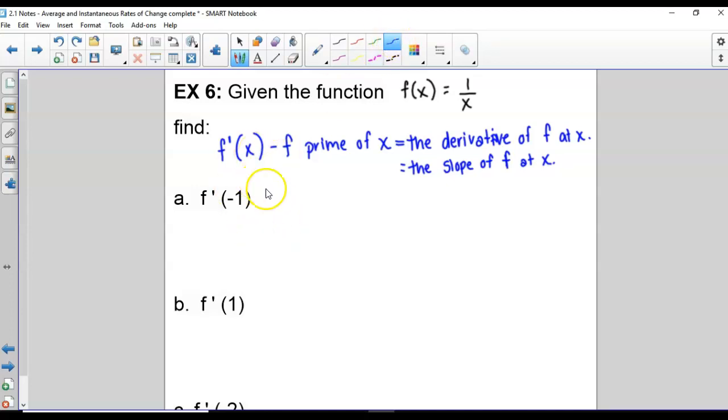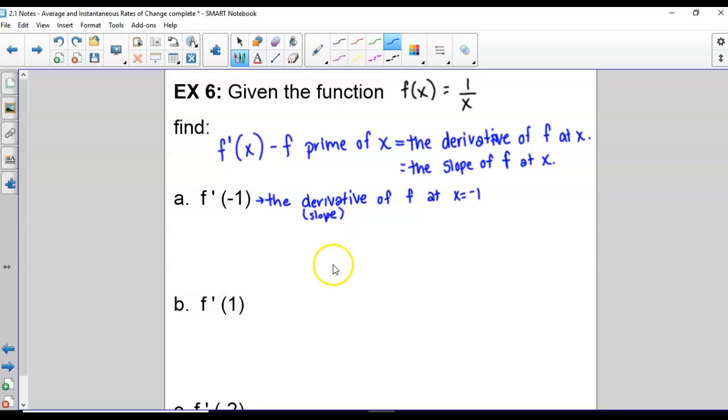So just to think of what it's asking us for here, this is asking for the derivative of f at x equals -1. And that word derivative, it just means the slope of that tangent line, that slope of that line that touches at one point.